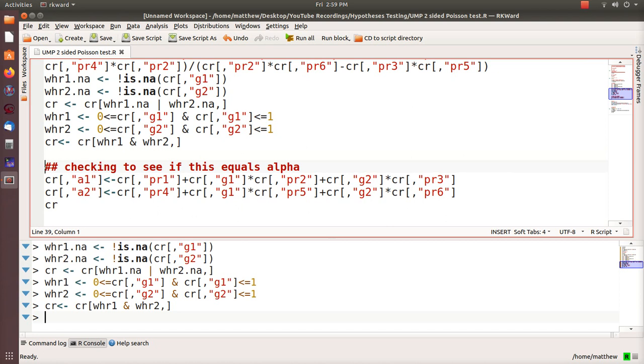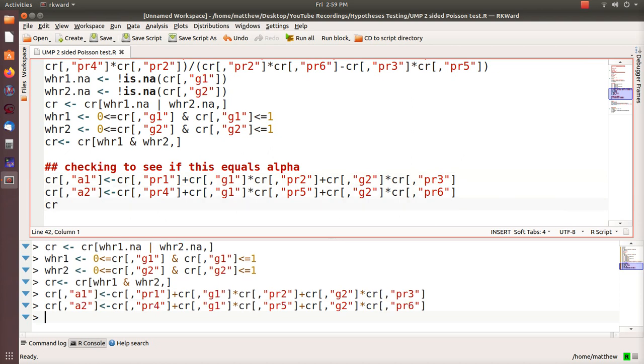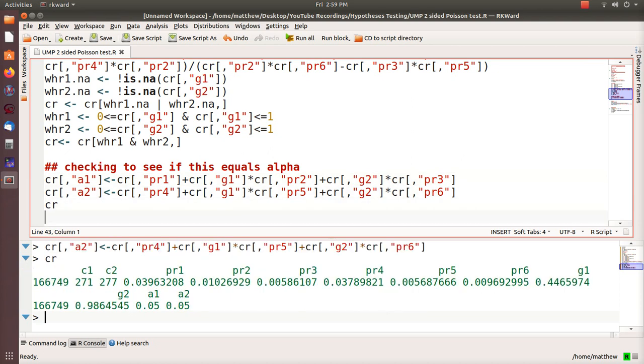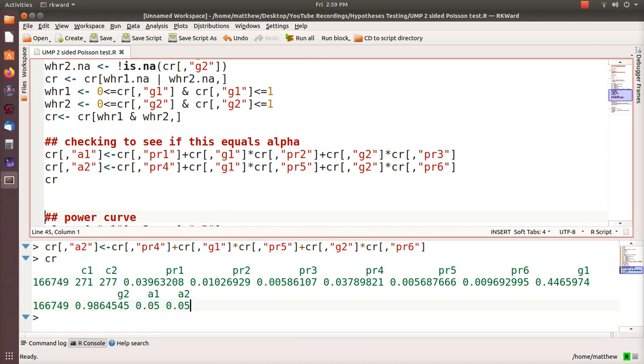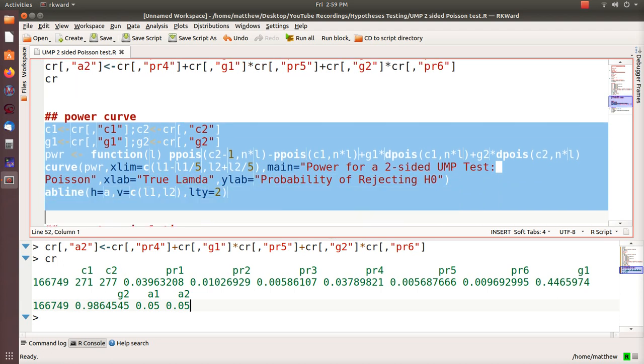Now let's check to see if the C1 and C2 values that we kept actually make the side conditions, or equations, equal alpha. We print it out and look, and notice there's only one that meets all these conditions. And it should, because that theorem says it's a unique value. Both side conditions equal 0.05. Our rejection region is 271 to 277. Gamma 1 is 0.446. Gamma 2 is 0.986. And that's it.